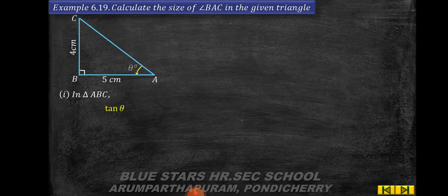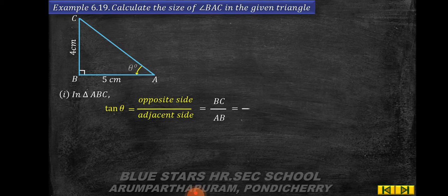tan theta is equal to, you know the formula, opposite side by adjacent side. Here opposite to theta is BC and adjacent to theta is AB or BA. So the value of BC is 4 and the value of AB is 5. Now theta is equal to tan inverse of 4 by 5. So tan inverse of 4 by 5 is nothing but 0.8. So tan inverse of 0.8.